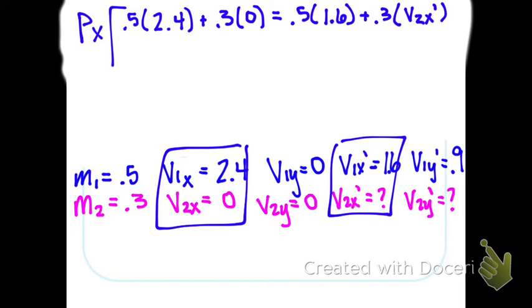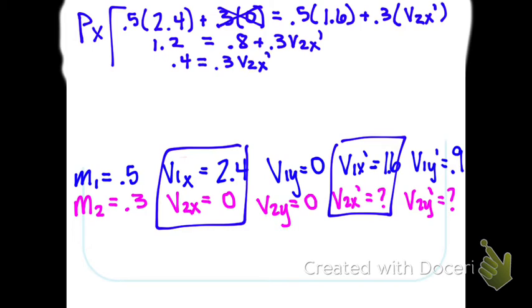So now I'm going to do some math. 1.2 equals 0.8 plus 0.3 V2X prime. I'm just doing the math. This one's a 0, so it falls out. I'll subtract that 0.8 to the other side, and that leaves me with 0.4 equals 0.3 V2X prime. And so when I divide that 0.3 over, that gives me a V2X prime of 1.33 meters per second.